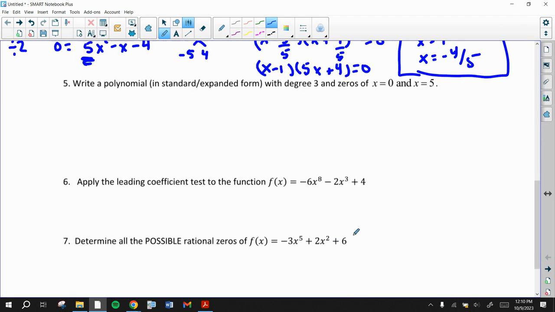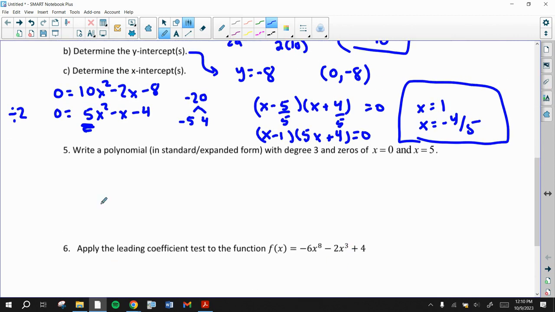So next is the random polynomial in standard form with zeros of x equals 0 and x equals 5, but it has to have a degree of 3. So if it has a 0 of x equals 0, x must be a factor. And if it has a 0 of x equals 5, x minus 5 must be a factor. This would only have degree 2, however, so I have to increase the multiplicity of one of the zeros by 1. So the easiest way is just take the x term and increase the multiplicity. Now this would have a degree of 3 because the multiplicities add up to 3.